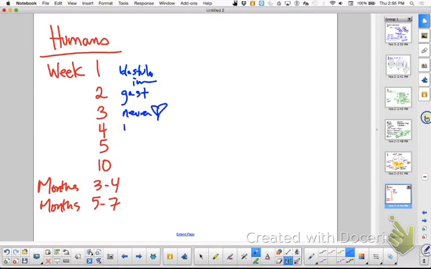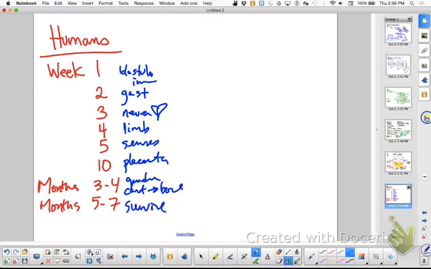Heart. Week 4. Limbs. Senses. Wait, what about gender? Find out, we're coming up. What's this one? Placenta. What's this? Gender. And cartilage starts to become bone. And what's here? Survive. Hey, you're out of the womb. Okay?